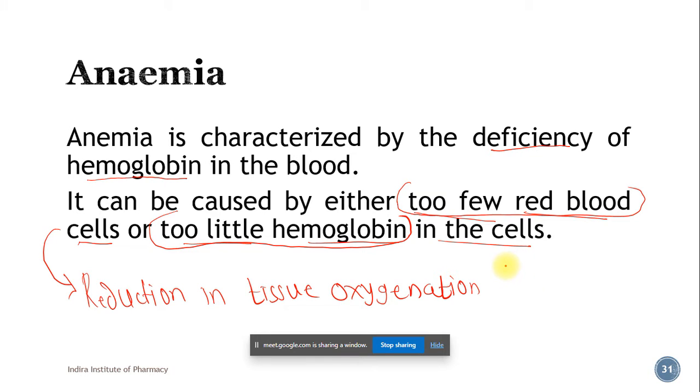So that means the amount of oxygen that should be carried by the blood will decrease, and as the oxygen carrying capacity of the blood decreases, it ultimately results in a reduction in tissue oxygenation, that is, the oxygen which is being carried to the tissue. So tissue gets less oxygen supply in case of anemia.